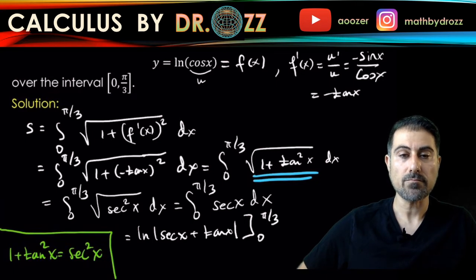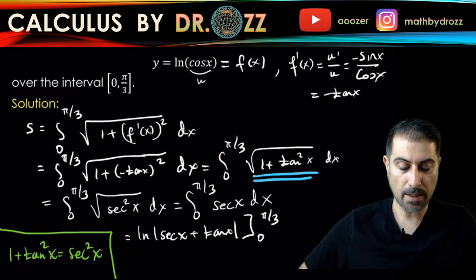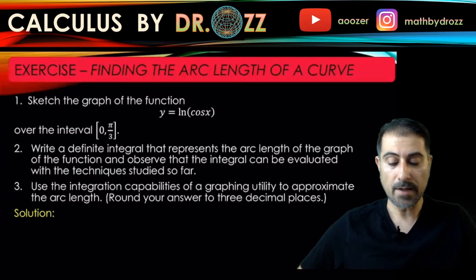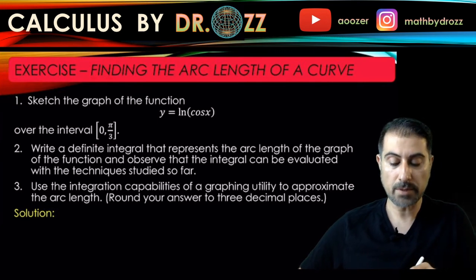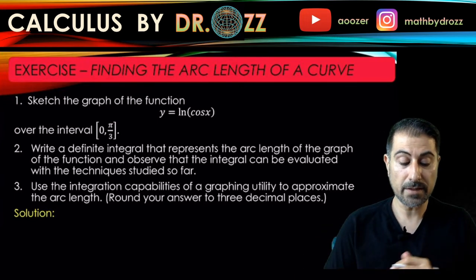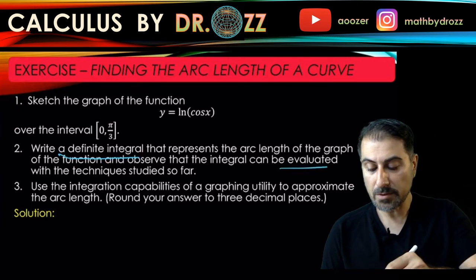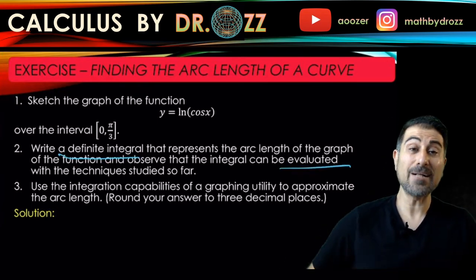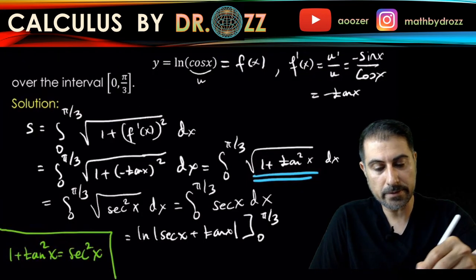So far, I think we are done with part 1 and part 2. In part 2, we are asked to write a definite integral that represents the arc length of the graph. We did, in fact, evaluate that. So right now we're going to use the first fundamental theorem of calculus to evaluate that integral, but we need an approximate value, so you're going to use your calculator at the end.